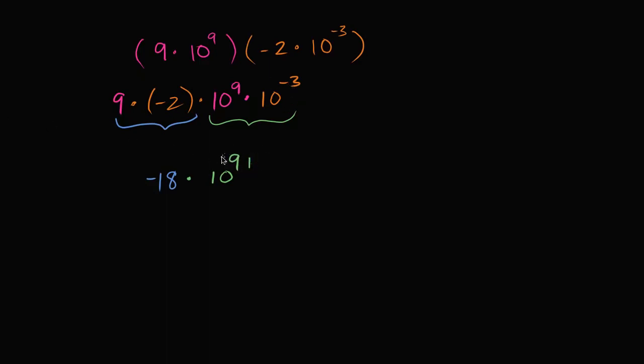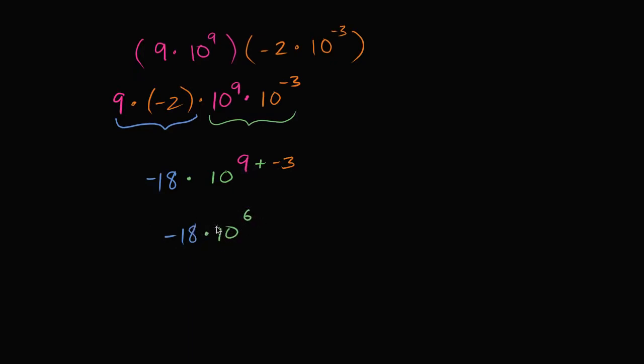Let me use those colors so you see where that 9 and that negative 3 came from. 9 plus negative 3 power. I'm having trouble changing colors. Now what's this going to be? Well, this is going to be equal to negative 18 times 10 to the 9 plus negative 3, same thing as 9 minus 3, which is 6. Negative 18 times 10 to the 6th power.